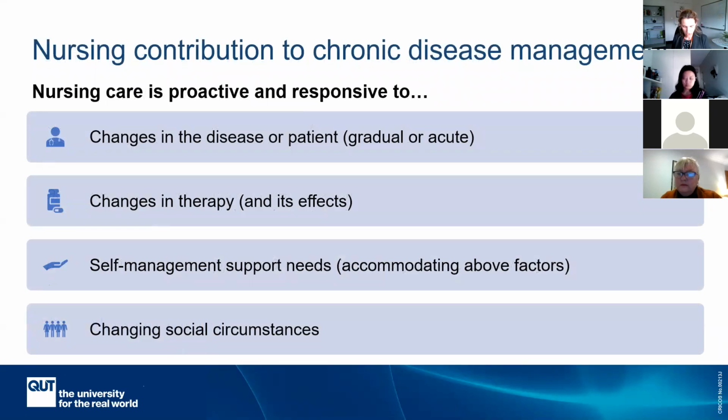So I want to move on to talk about how awesome we are. We, as nurses, actually are proactive and responsive to changes in our patients, changes in their therapy, what is needed to support self-management, and the changing social circumstances of the patients that we look after. And so I think above many other disciplines, this is where we are actually really good. We're on the front line and we're watching this stuff and we know our patients. So I think we need to really work with our strengths. We are really good at this stuff.